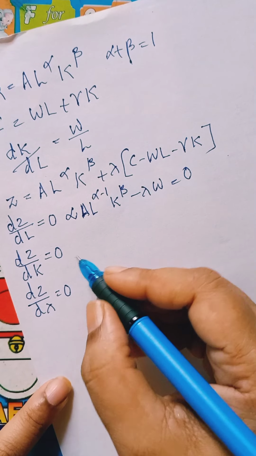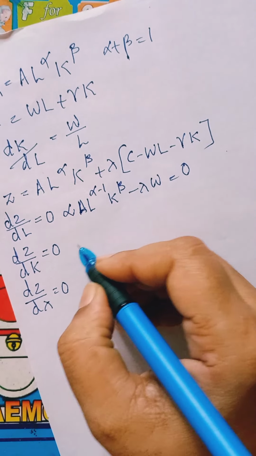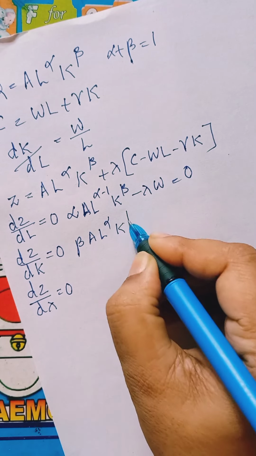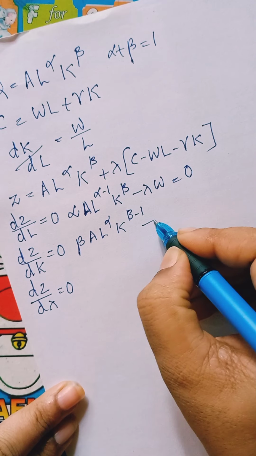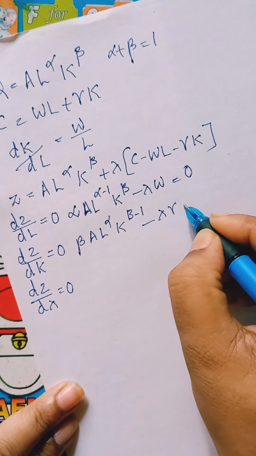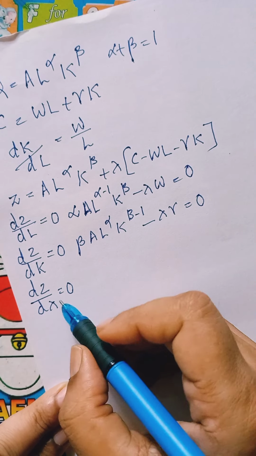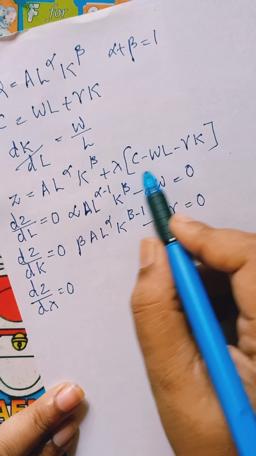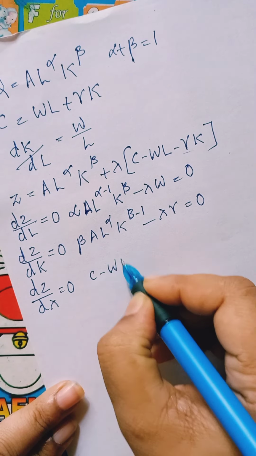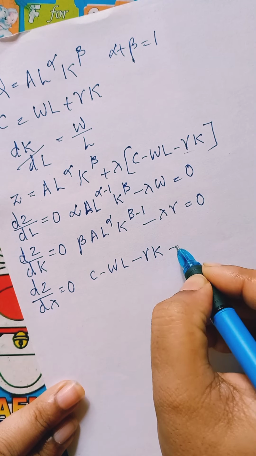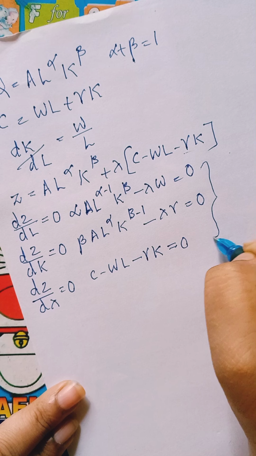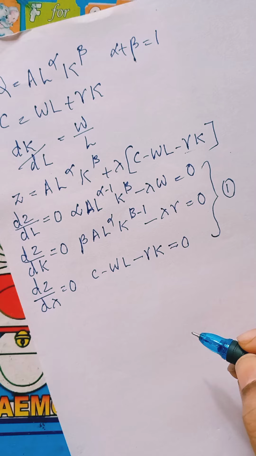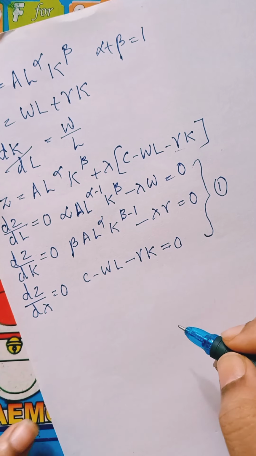Similarly, we will find out the differentiation of the function with respect to capital. Therefore, it is equal to beta A L raised to alpha K raised to beta minus 1 minus lambda r equal to 0. Then next we have to find out dz by d lambda, so we have to differentiate the lambda part. Then this entire C minus wL minus rK is equal to 0. These are the first set of equations that we derived from the production maximization subject to the cost constraint.